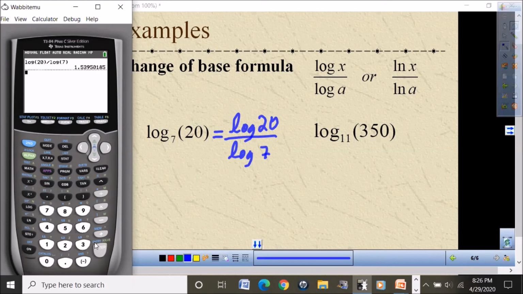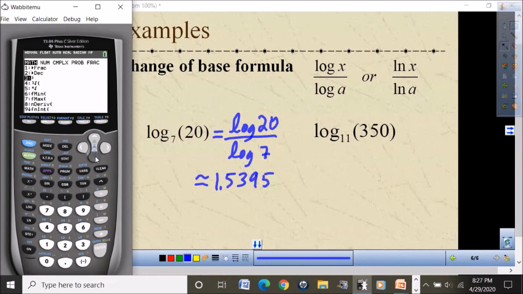And we find that log base 7 of 20 is about 1.5395. Notice that we would have gotten the same answer if we had used the natural log button. Natural log of 20 divided by natural log of 7 gives us the same value. For comparison's sake, remember that we can go through the math menu and dig down deep into here until we find the log base option. And again, that value comes out the same. So this gives us 3 different options for finding a log which has a different base than 10 or E.